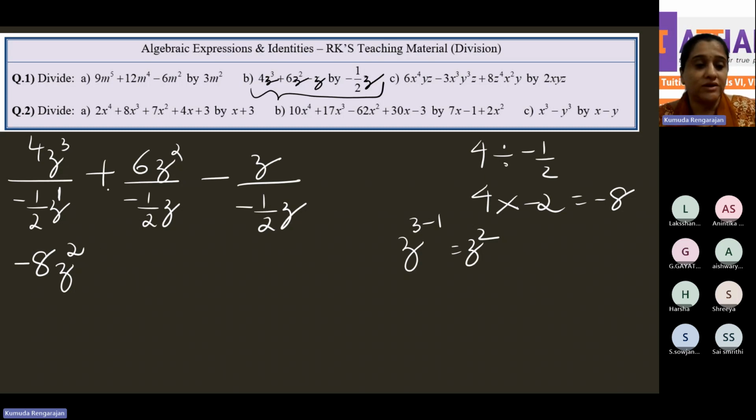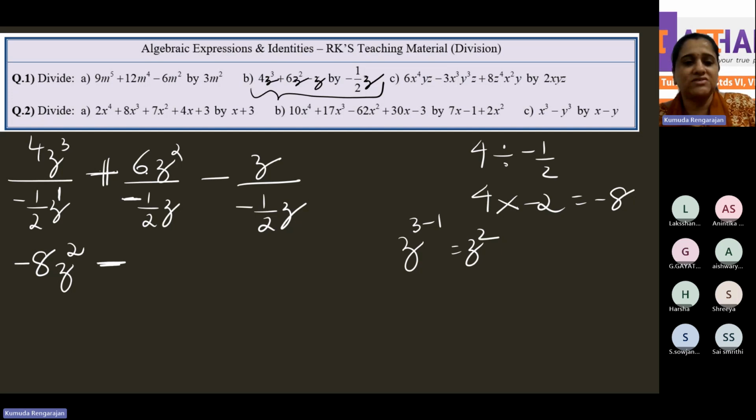Sorry, plus divided by minus is minus. The rules for multiplication and division both are the same. What is plus into minus? Minus. Plus divided by minus is also minus. Rules are the same for multiplication and division. So here we have a plus sign, but here we have a minus sign. So plus divided by minus is minus only.